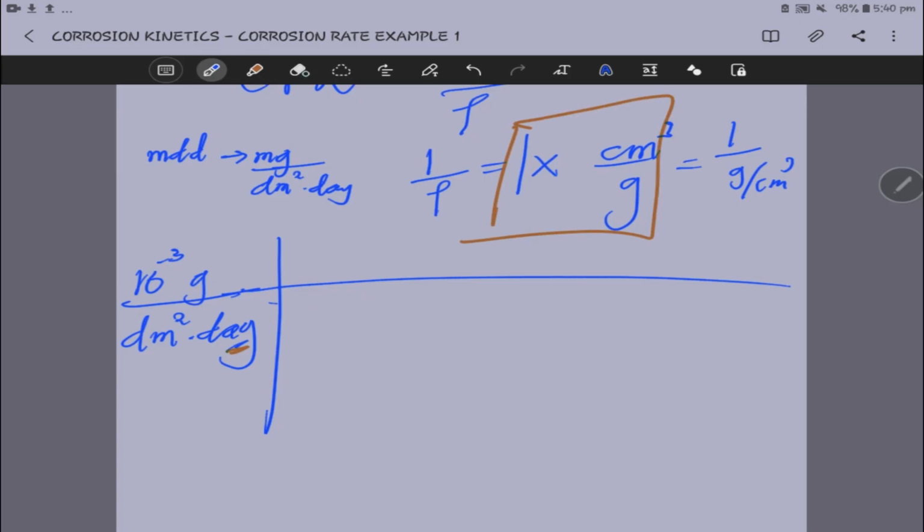Let's move this so we can have enough space. Basically, what we are doing here is looking for what we call a conversion factor. So that means that we have cm cube here. Let's make room for any constant I'll bring.